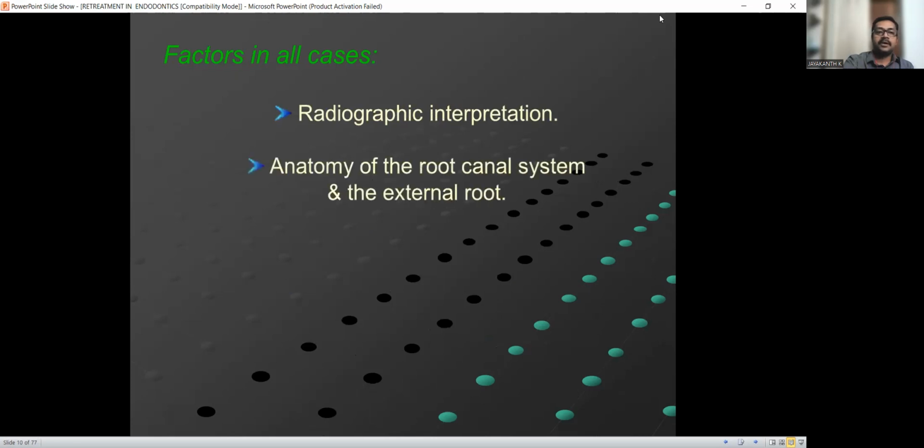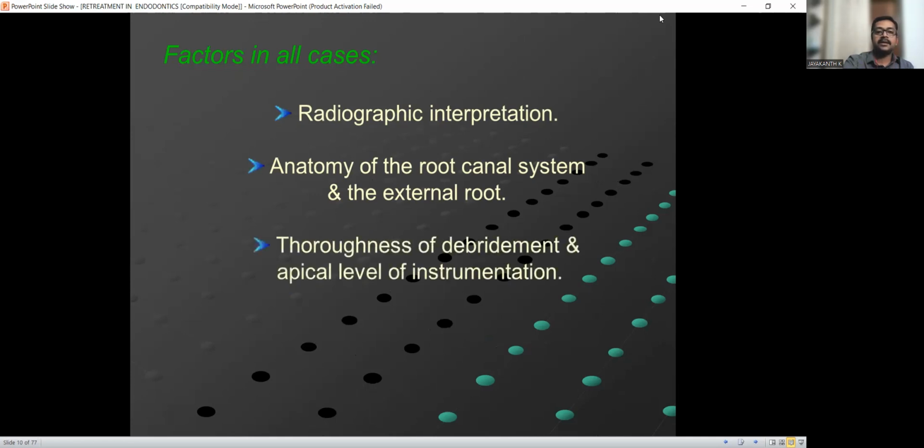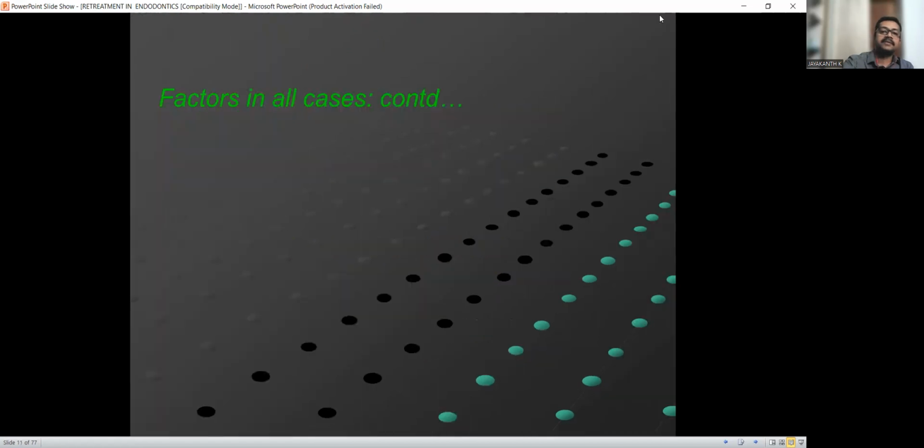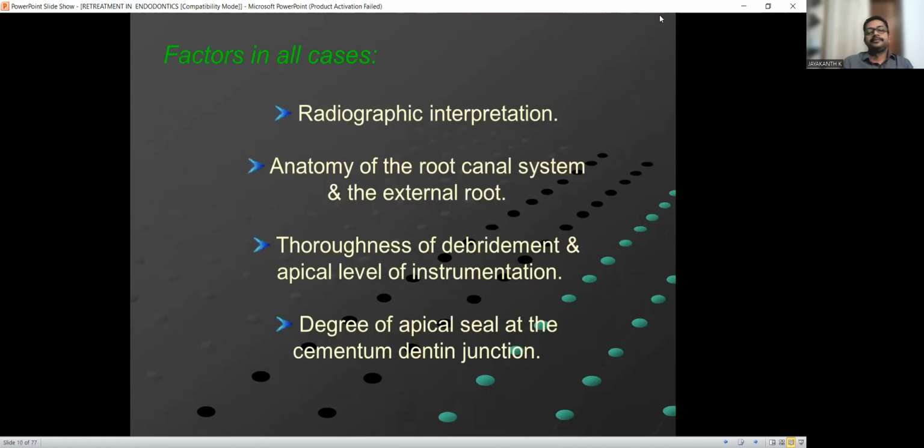The factors in all cases: radiographic interpretation, anatomy of the root canal system and the external root, thoroughness of debridement and apical level of instrumentation, degree of apical seal at the cementodentinal junction. So these are the factors that determine the success in all the cases that are endodontically treated. First of all, radiographic interpretation.